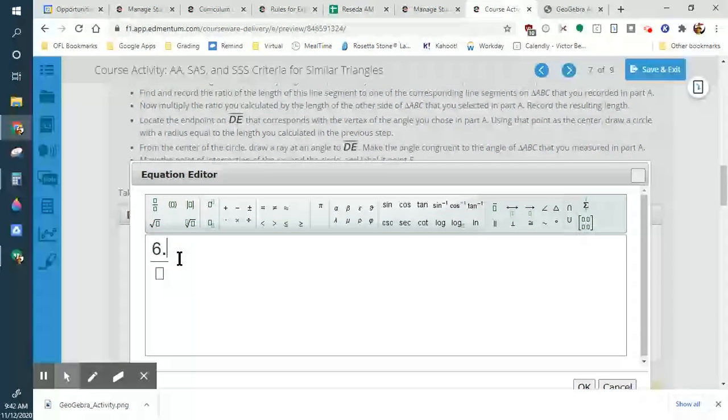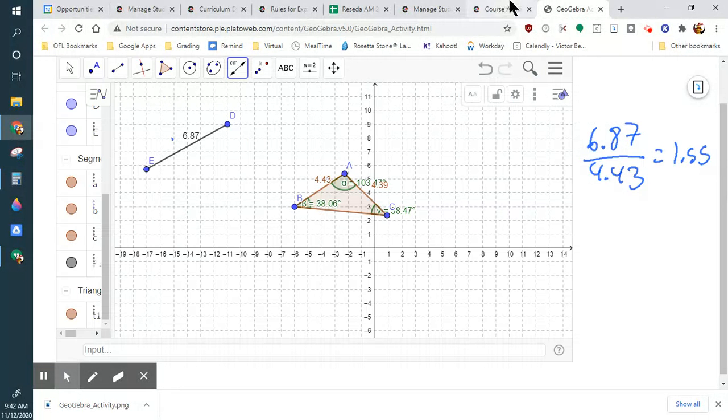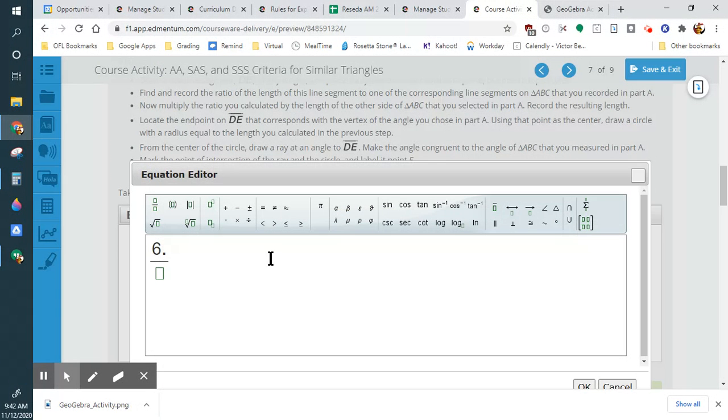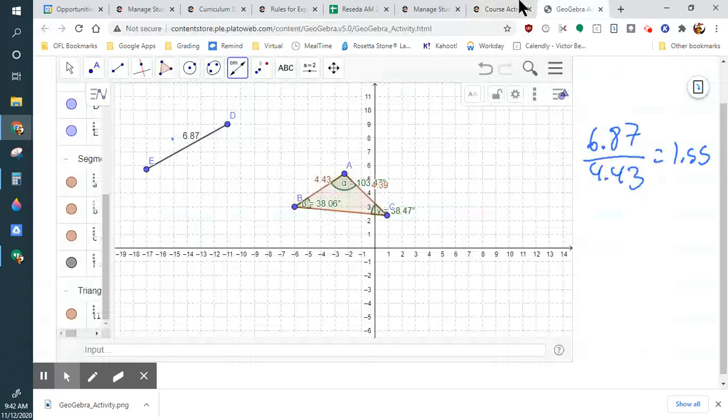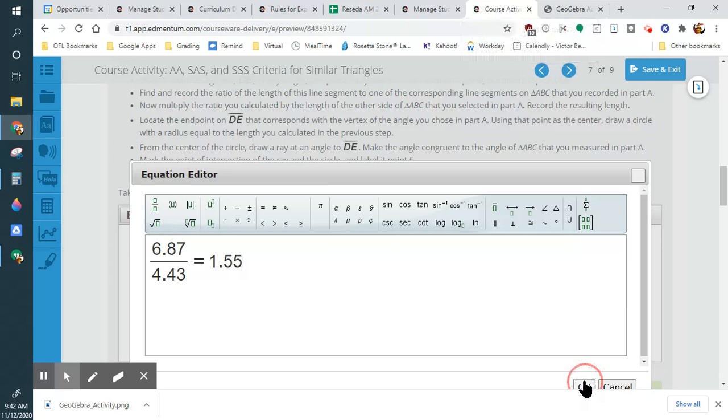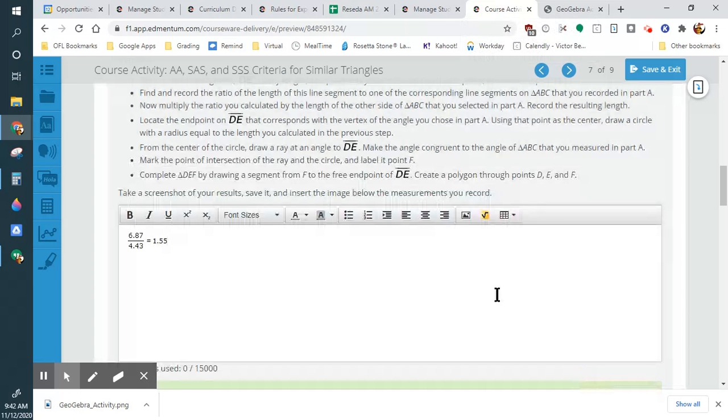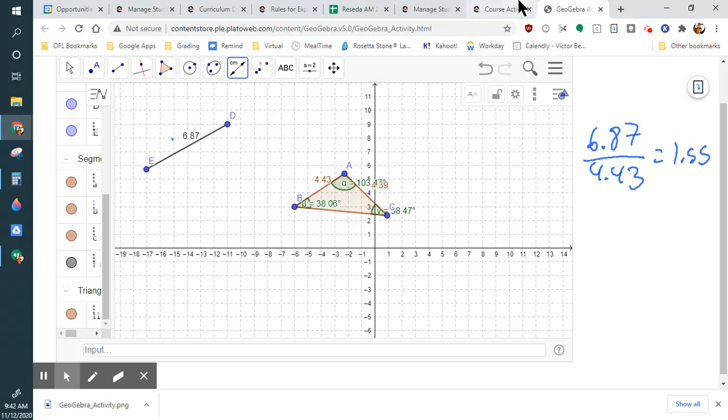Just do that to save yourself the trouble. Here, 6 point, what was it? 6.87 over 4.43, and that's going to equal this 1.55. That way you have proof. Again, showing more work is better than not showing any work.